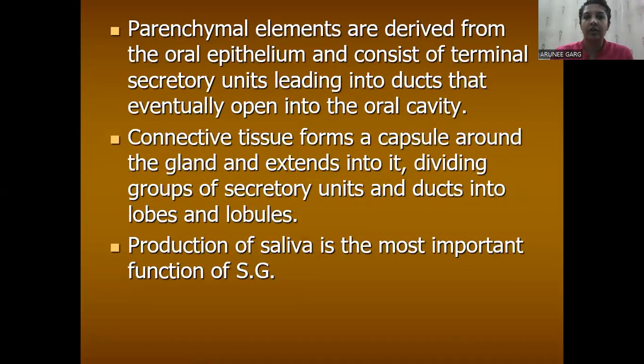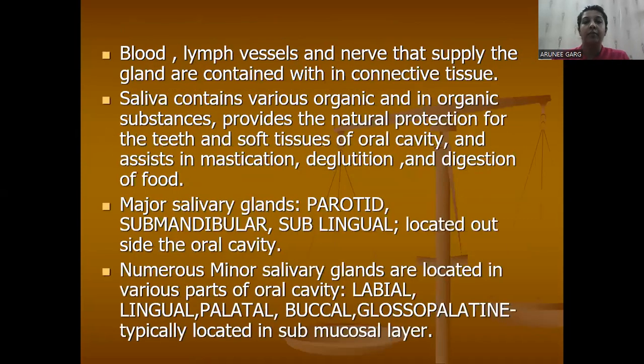Parenchymal elements are derived from the oral epithelium and consist of terminal secretory units leading into ducts that eventually open into the oral cavity. Connective tissue forms a capsule around the gland and extends into it, dividing groups of secretory units and ducts into lobes and lobules. Production of saliva is the most important function of salivary glands. Blood and lymph vessels and nerves that supply the gland are present in the connective tissue.